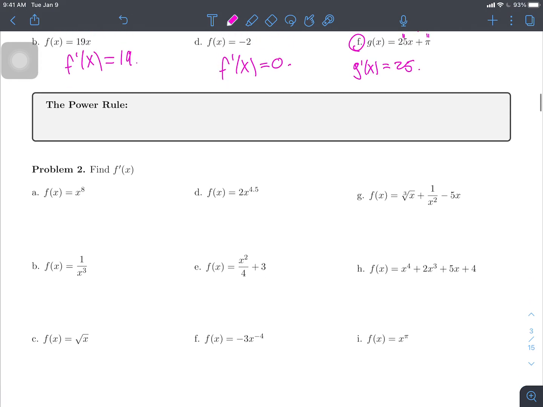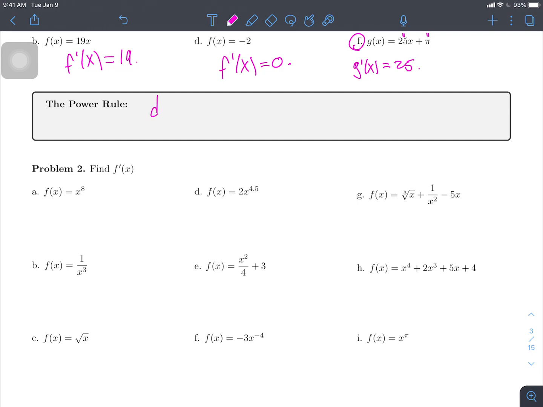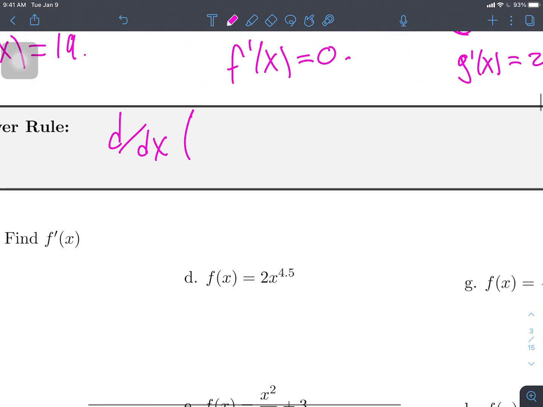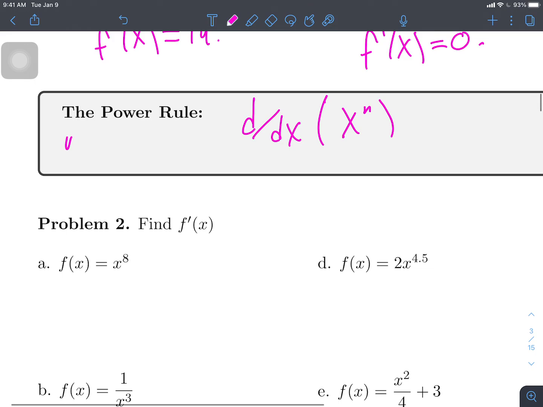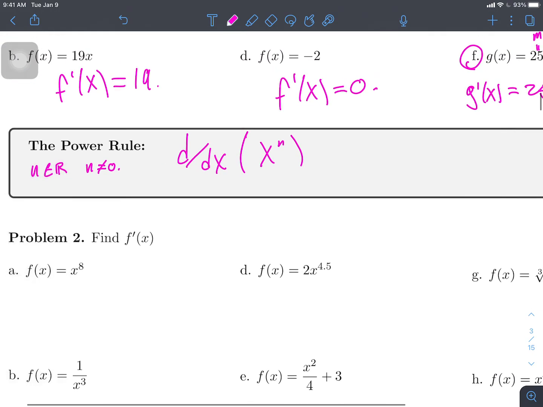Okay. It says that, I'm going to use a little bit of different notation this time. Rather than writing f of x in here, I'm just going to write what f of x is. So if f of x is x to the n, where n is a real number and not 0, then when we do the derivative of this, we get n times x to the n minus 1.